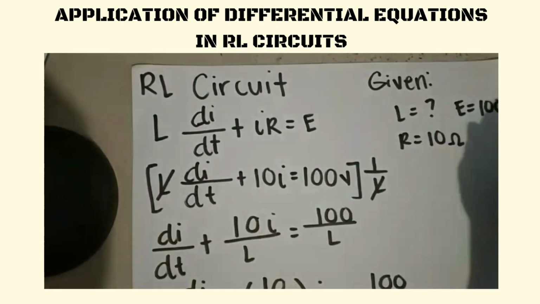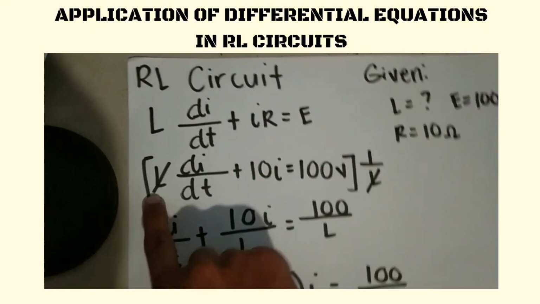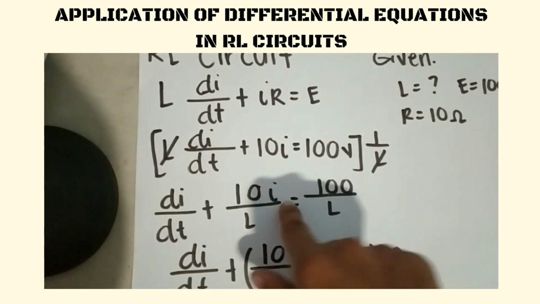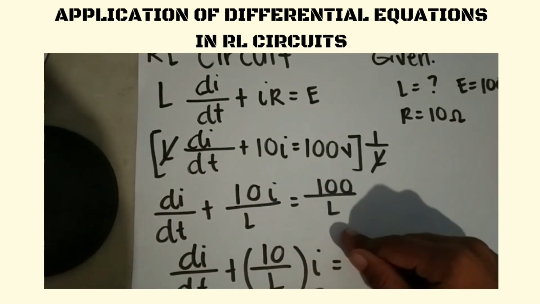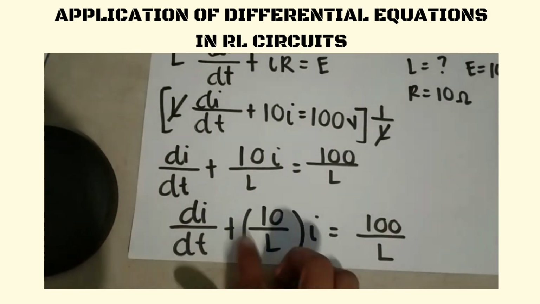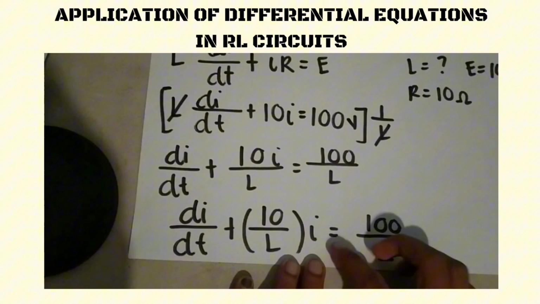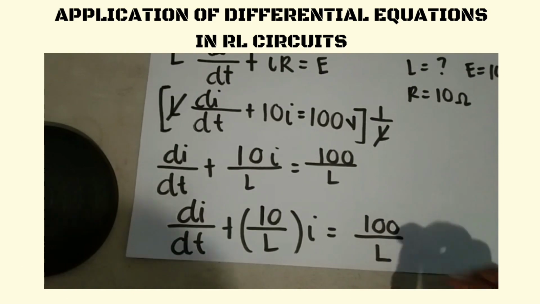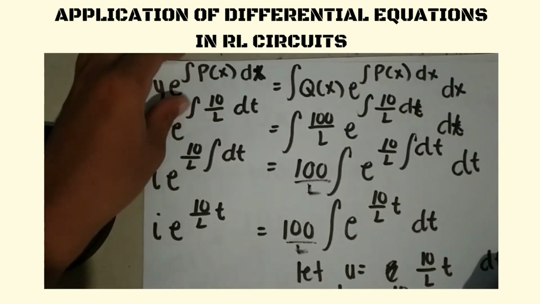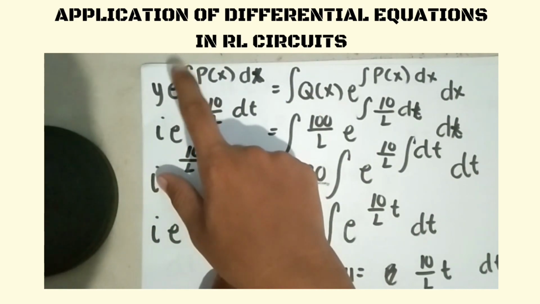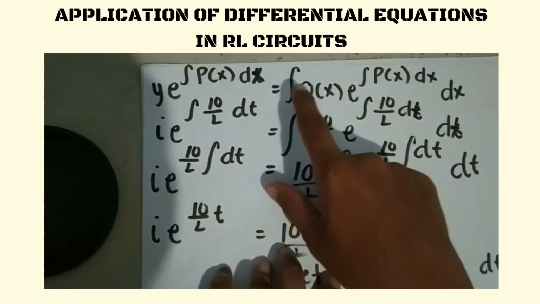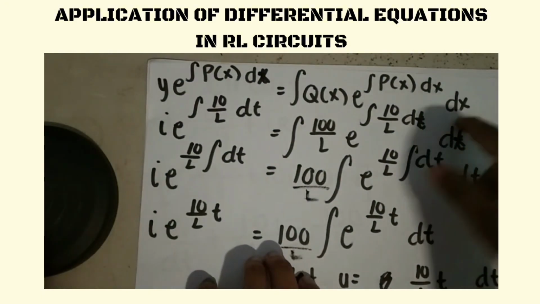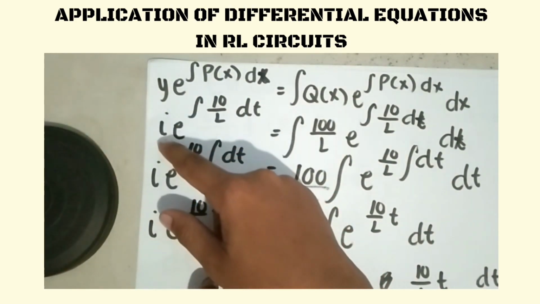We divide by L, so 1 over L cancels this L. Di over dt plus 10I over L is equal to 100 over L. So di over dt plus 10 over L times I is equal to 100 over L. Then we use the linear formula: y times e raised to the integral of p(x) dx is equal to the integral of q(x) times e raised to the integral of p(x) dx.